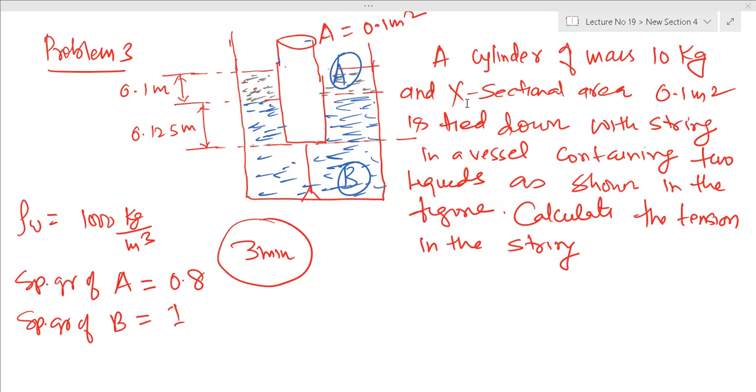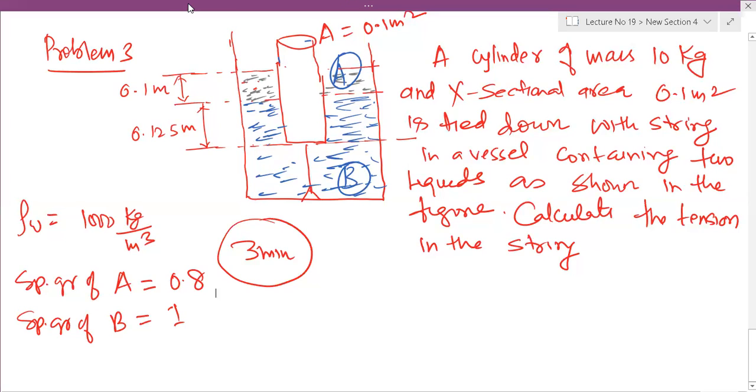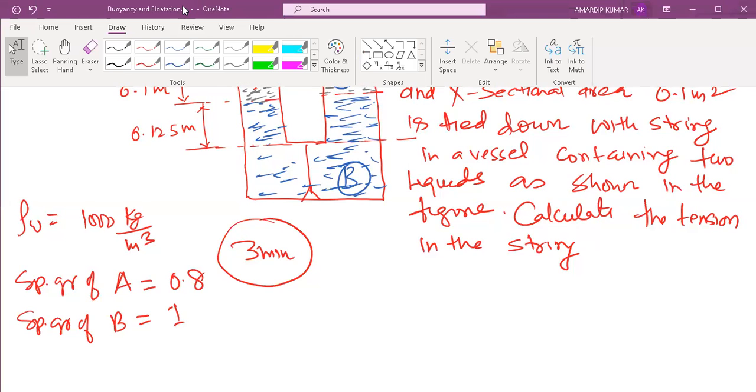Okay, fine. I think we have given a lot of time, right? Anybody got the answer? I don't know what the answer is. Anyway, we will solve it together.